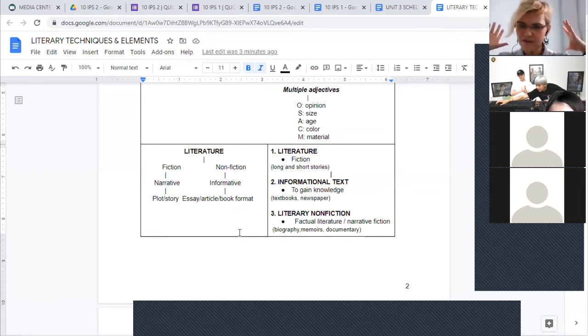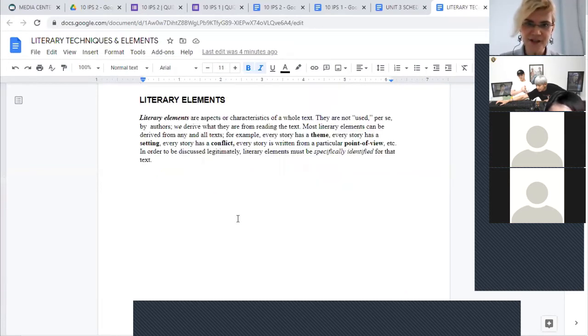So as a recap: literature, story, big time, conflict, climax, ending. Informational text, everything to gain knowledge, which is written formally. And then literary nonfiction is something that is factual, but written story-like. Okay, awesome.